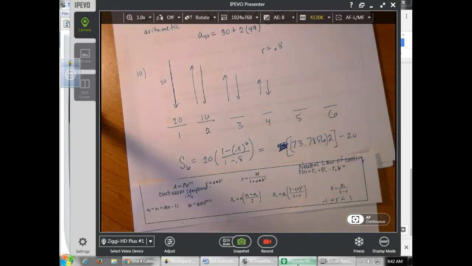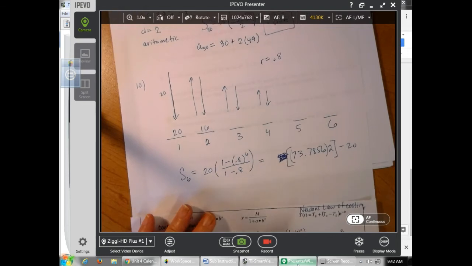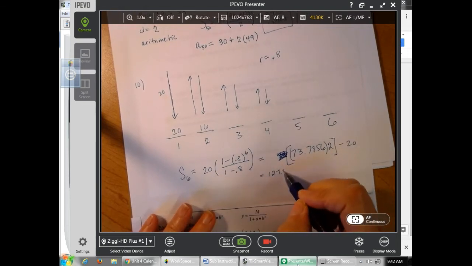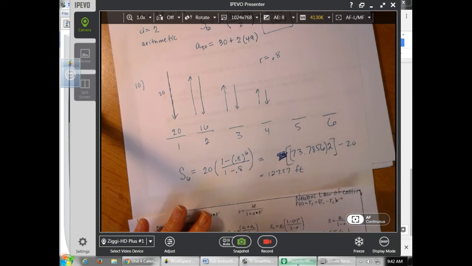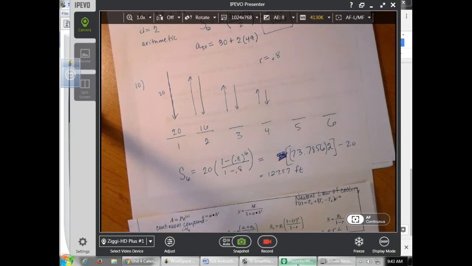So the answer is going to be 127.57, and that's going to be feet, because I believe it's 20 feet. Okay, so that's the first part of number 10.